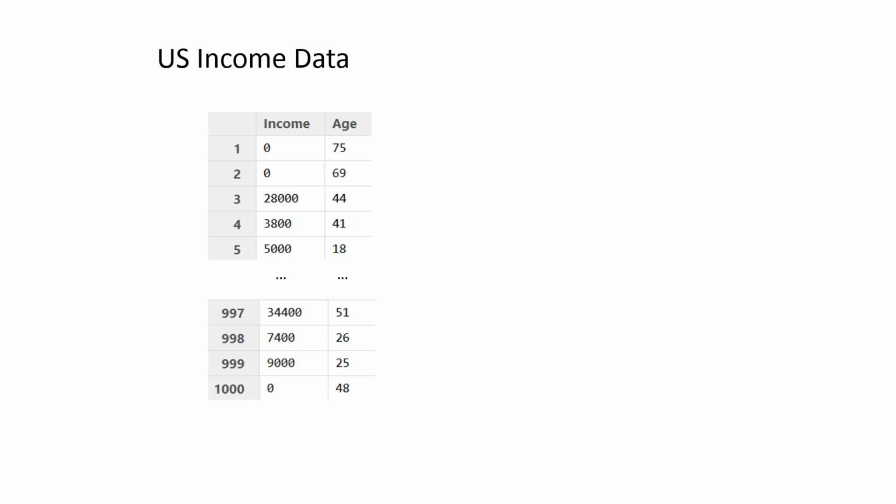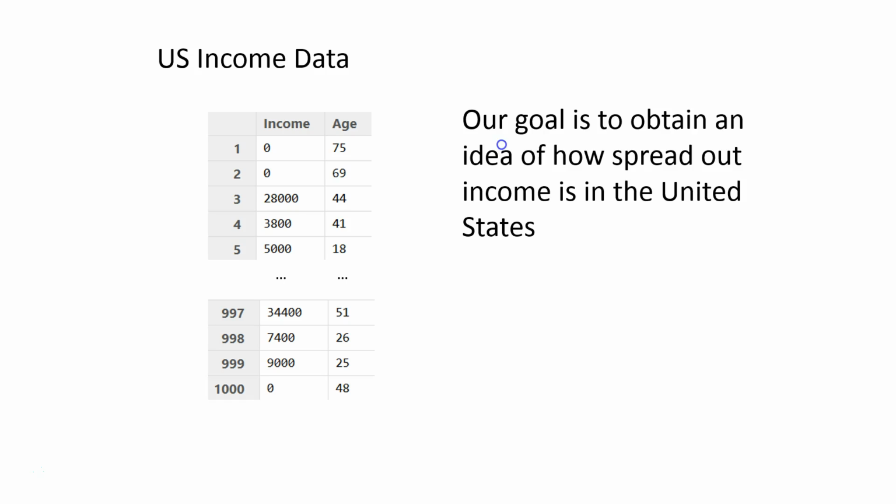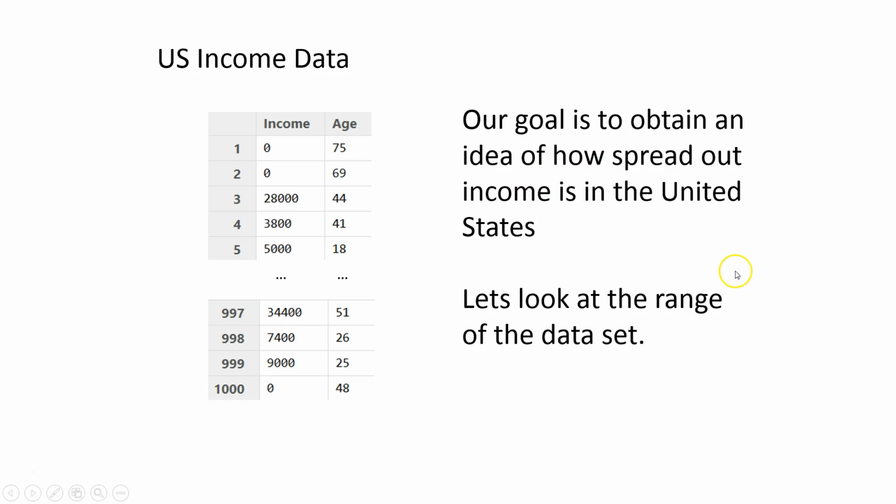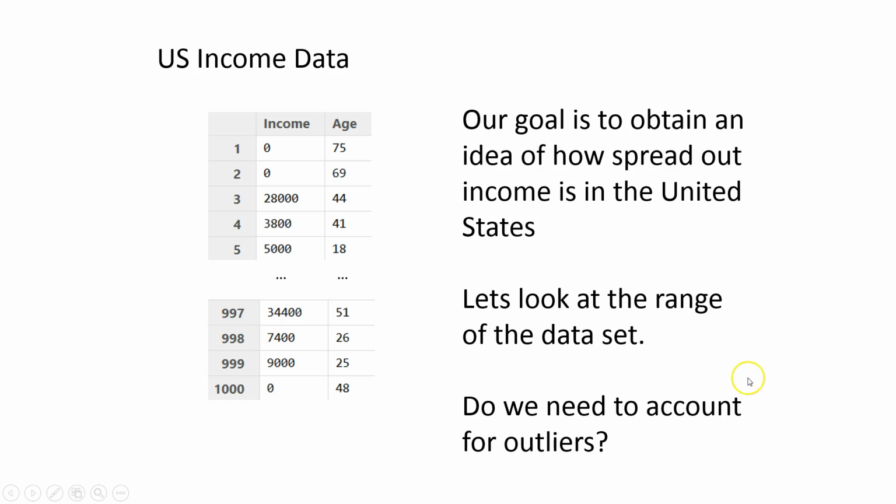So this is our U.S. income data. You'll see that there are 1,000 records, and of those 1,000 records, there's going to be a range of income. Clearly, the low end is going to start at 0, since records 1, 2, and 1,000 start at 0. But what's the high end? What's the range of the data? Our goal is to obtain an idea of how spread out the income is in the United States. So we'll look at the range of the data set, and then we'll ask the question, do we need to account for outliers?